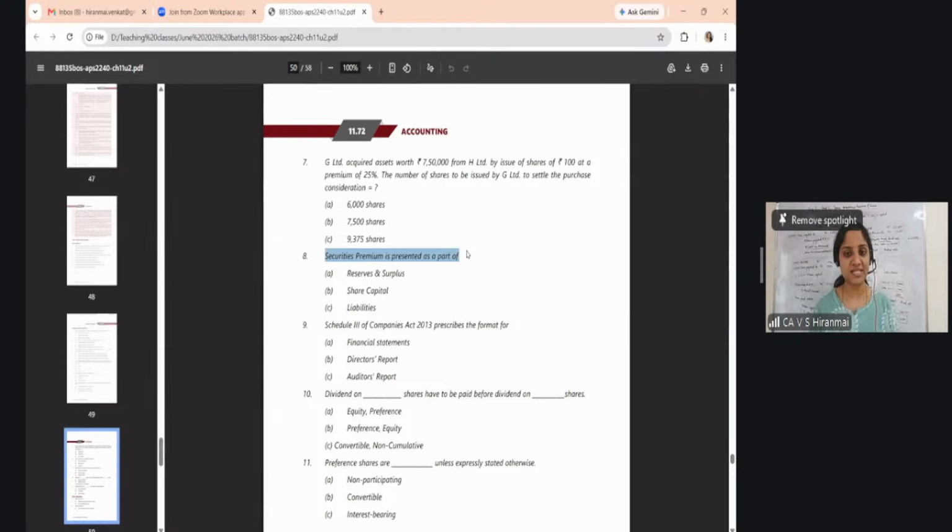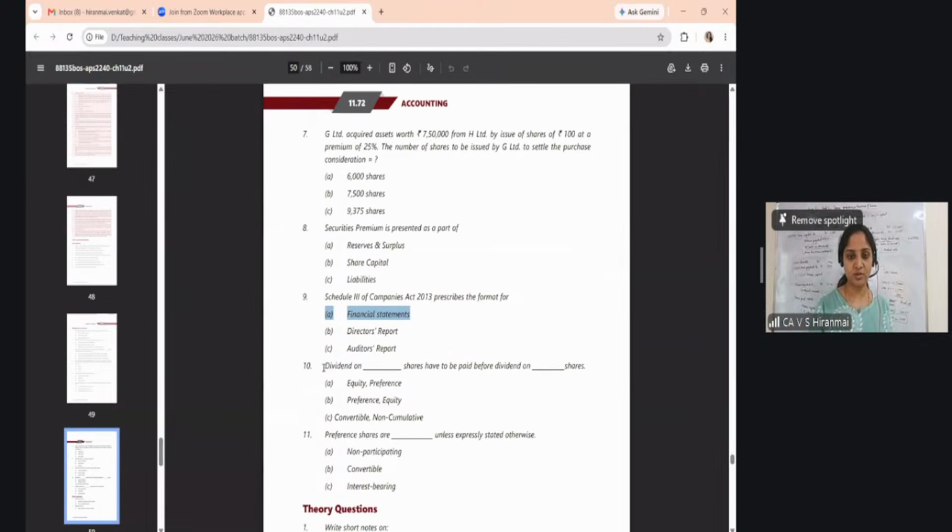Securities premium is presented as a part of reserves and surplus. So securities premium is shown as a part of reserves and surplus. Schedule 3 prescribes the format for financial statements. Schedule 3 talks about how the balance sheet, part A, part B, and the P&L account should be prepared. So it talks about the financial statements, not directors or auditors report. Dividend on dash shares has to be paid before the dividend on dash shares. First preference shares and then equity shares. So option 10 is B.